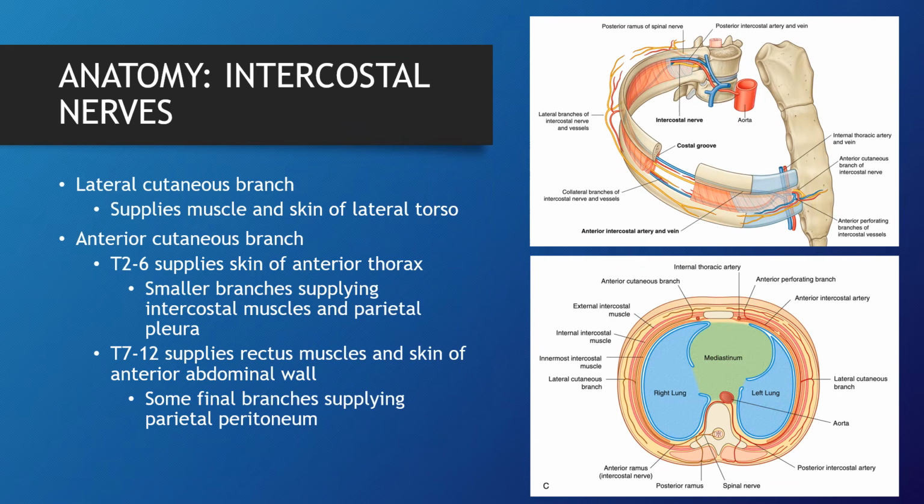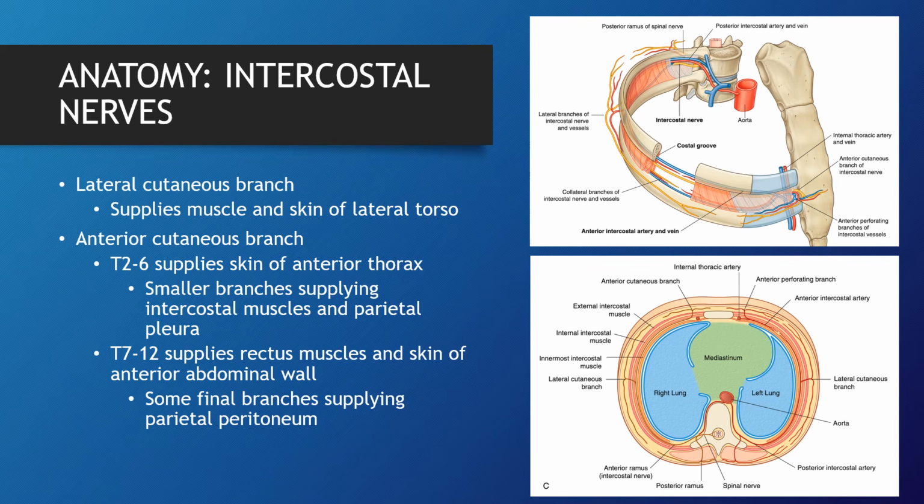Just anterior to the mid-axillary line, the nerve will give off a lateral cutaneous branch. This branch pierces the internal and external intercostal muscles, and it will divide into an anterior and a posterior branch. And this supplies the muscle and skin of the lateral torso.